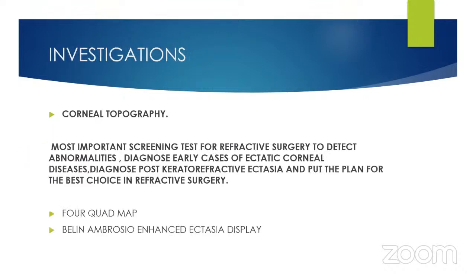Coming to investigations, the most important investigation is corneal topography, which is the most important screening test for refractive surgery: to detect abnormalities, to diagnose any early cases of ectatic corneal diseases, to diagnose post-refractive ectasia, and to plan the best choice in refractive surgery. It involves a 4-quad map and a Belin-Ambrosio enhanced ectasia display.